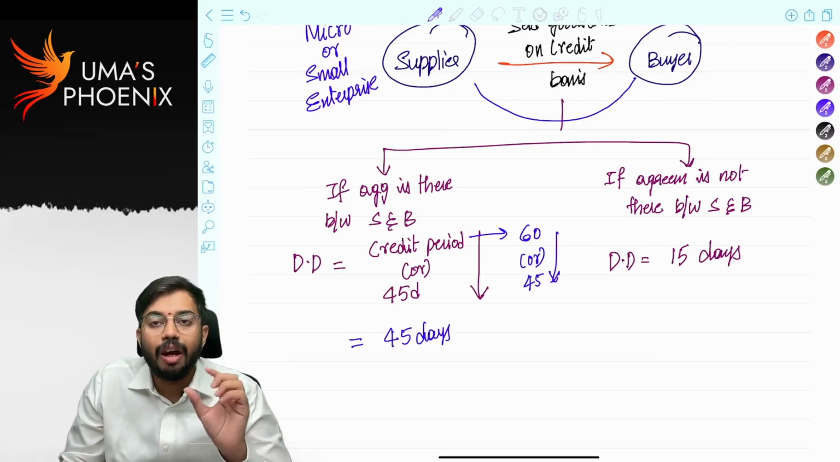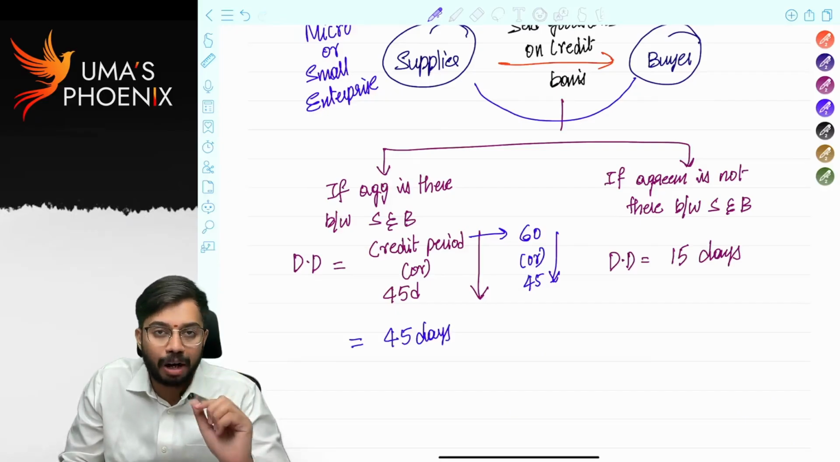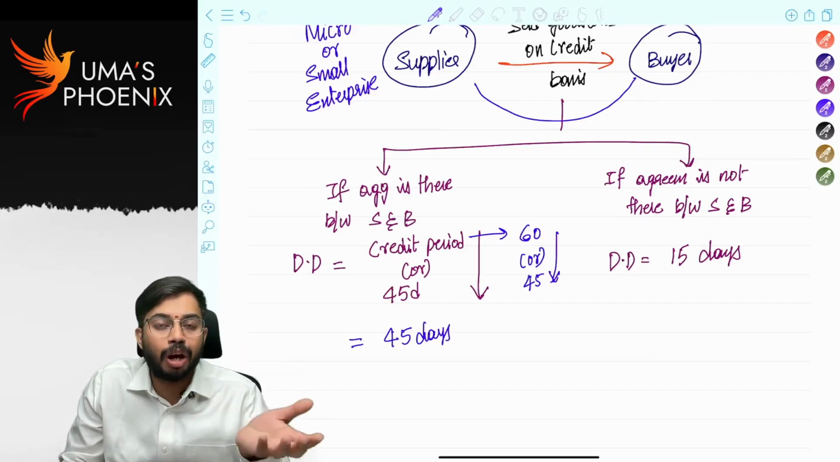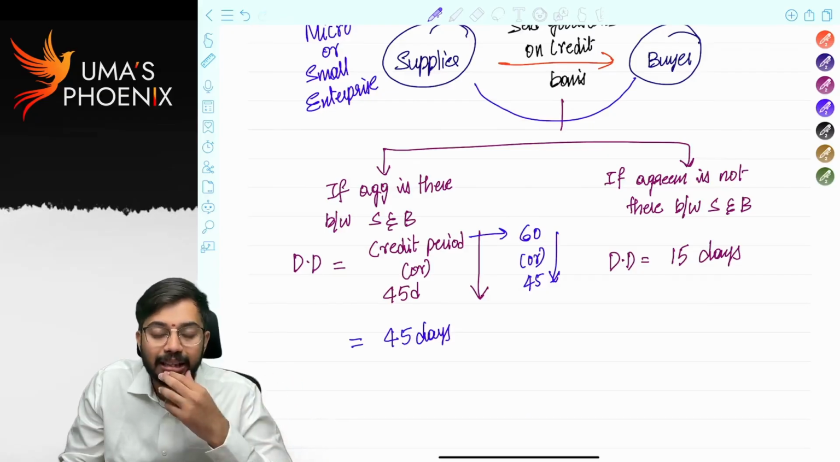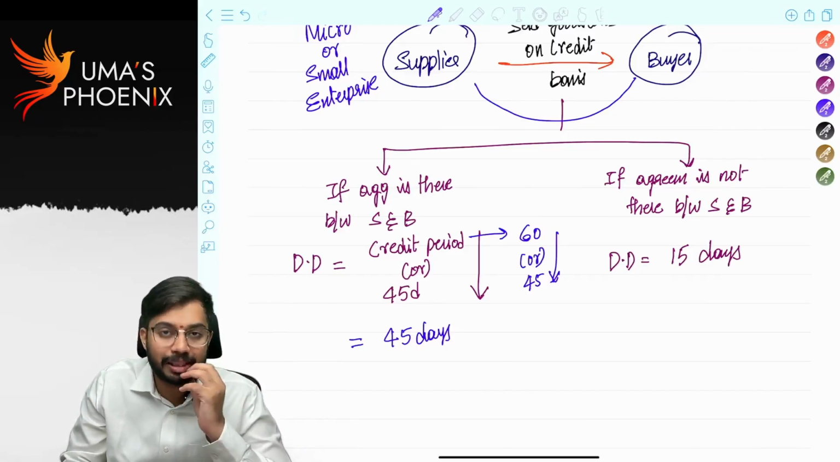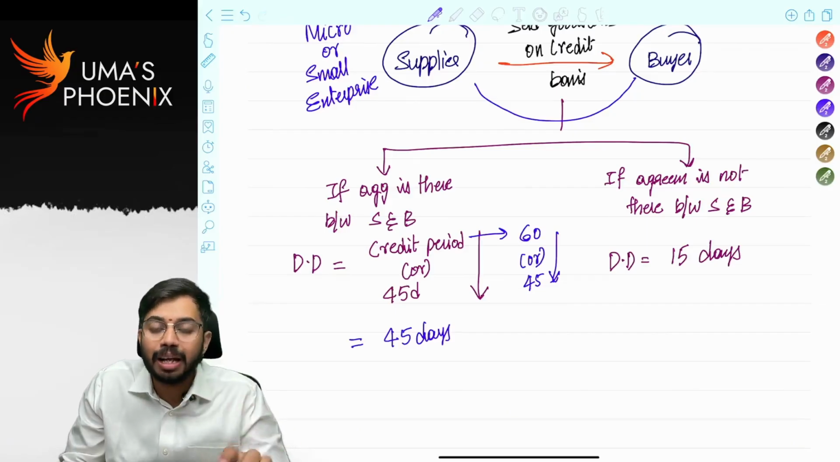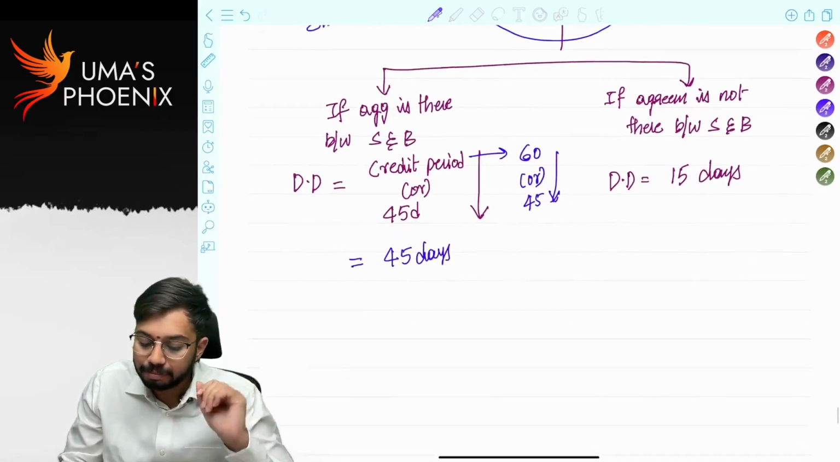So whenever the supplier is a micro or small enterprise and is selling goods or services to the buyer on credit basis, if there is an agreement between supplier and buyer, then due date for payment is equal to credit period agreed or 45 days, whichever is lower. If there is no agreement, then as per section 15 of the MSME Act 2006, due date is equal to 15 days.